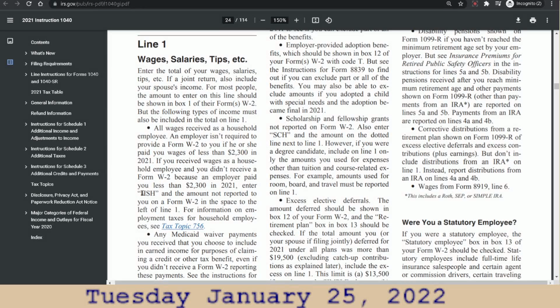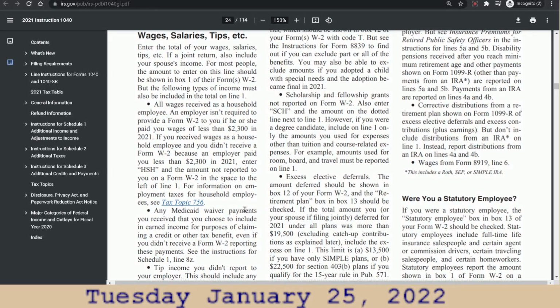I think that's what that is. HSH, and the amount not reported on a Form W-2. I'm not sure what that is. I'd have to look it up. In the space to the left of line 1, for information on employment tax for household employees, see tax topic 756. If that applies to you, make sure you take a look at the details that relate to your specific situation.